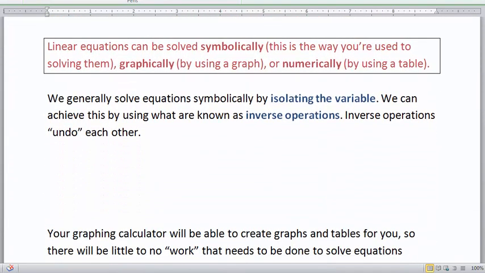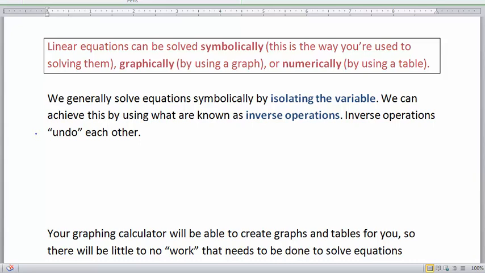Okay. Now, how can you solve linear equations? Symbolically, which means do them by hand. Very simply, right? You generally isolate the variable. Now, symbolically is the way that you're used to solving equations probably, but we can also solve them graphically or numerically. Right? Graphically obviously means by using a graph, and numerically would mean by using a table of values.